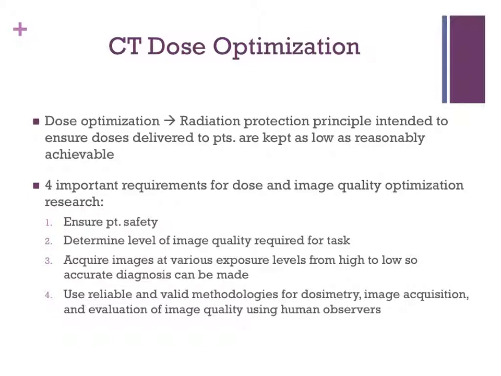There are 4 important requirements for dose and image quality optimization that we will discuss. The first is to ensure patient safety. The second is to determine the level of image quality required for the task. Third is to acquire the images at various exposure levels from high to low so accurate diagnosis can be made. And fourth is to use reliable and valid methodologies for dosimetry, image acquisition, and evaluation of image quality using human observers.